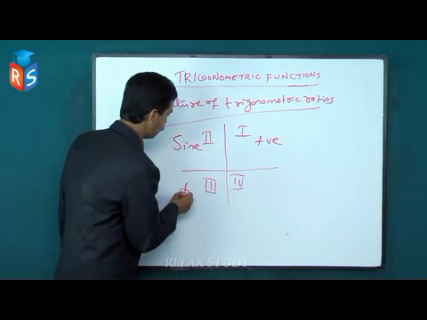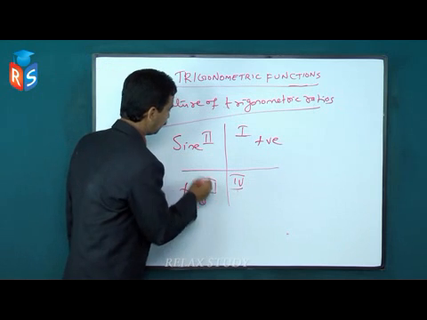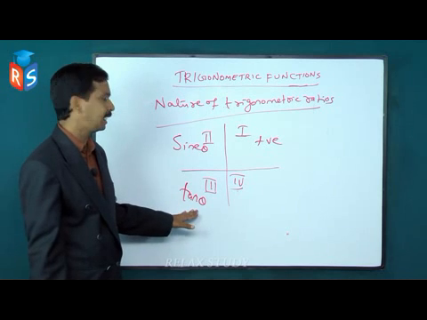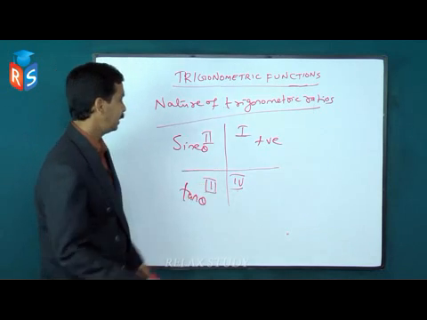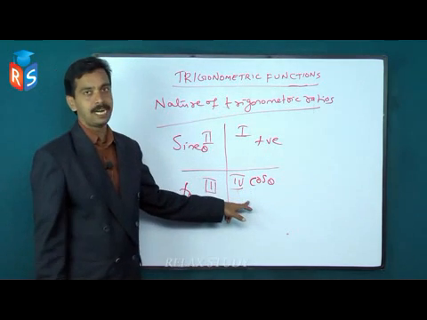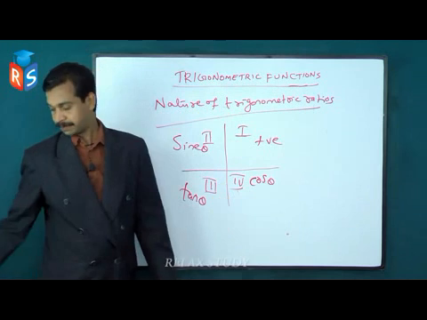And in third quadrant, tan theta and its reciprocal cot theta are positive, all others are negative. And in fourth quadrant, cos theta and its reciprocal sec theta are positive, all others are negative.